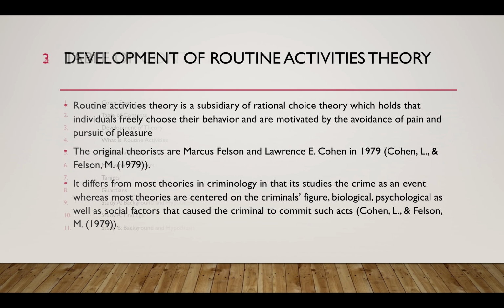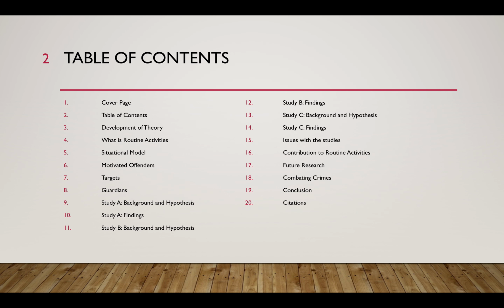Table of contents, just a little of what we're going to go over today. So, development of theory, what are routine activities, situational model. We're going to go over the three components of a situational model: motivated offenders, targets, guardians. And then we're going to go over a couple studies, their findings, and background and hypothesis. We're also going to go over the issues with the studies, their contribution to routine activities theory, future research, how we can combat crimes in the future, conclusion, and the citations.